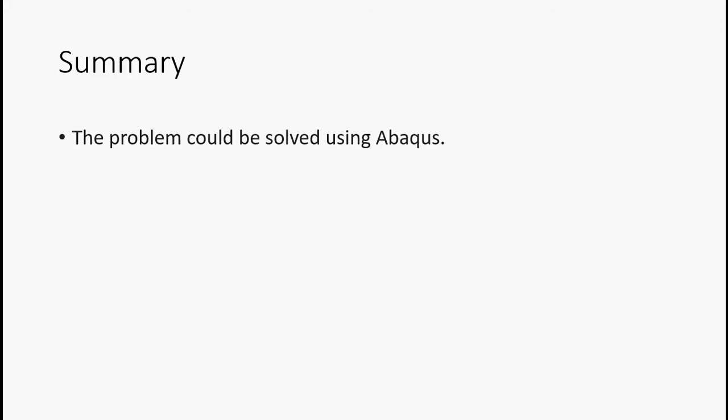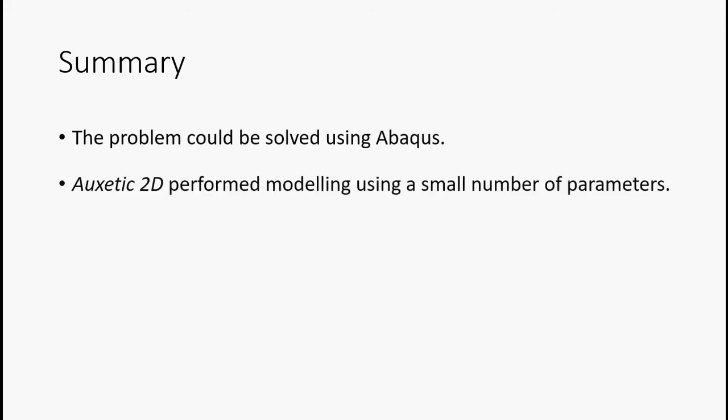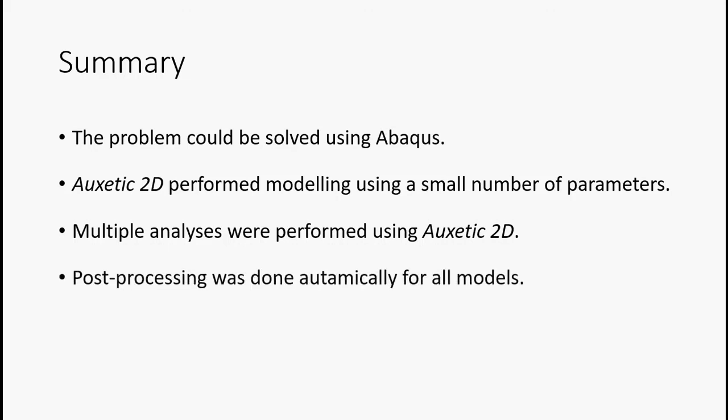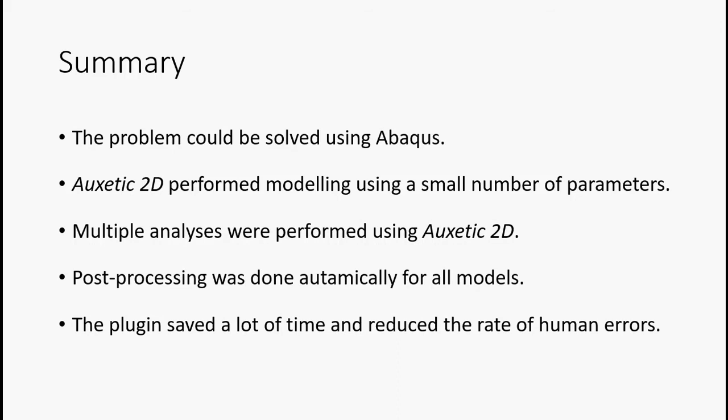To summarize, the problem could be solved using the Abaqus software. Auxetic 2D performed modeling using a small number of parameters. Multiple analyses were performed using Auxetic 2D automatically. And post-processing was also done automatically for all models. This plugin saved us a lot of time and reduced the rate of human errors.